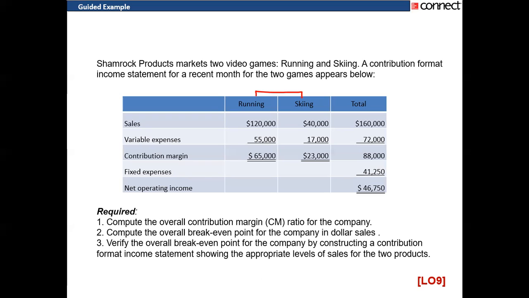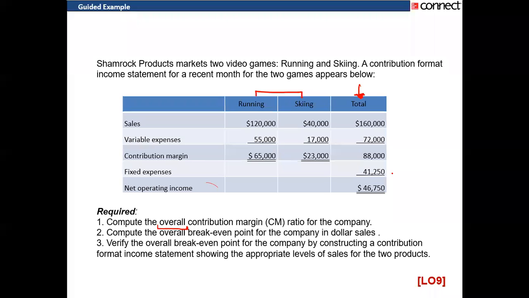We know that in a contribution format income statement, variable expense comes after sales, then we have the contribution margin, then fixed expenses, then net operating income. We are familiar with this kind of presentation, right? So what is the requirement here? Compute the overall contribution margin ratio for the company. Overall, not the individual product contribution margin. So we have the overall number here. So how can I find out the overall contribution margin ratio for the company?